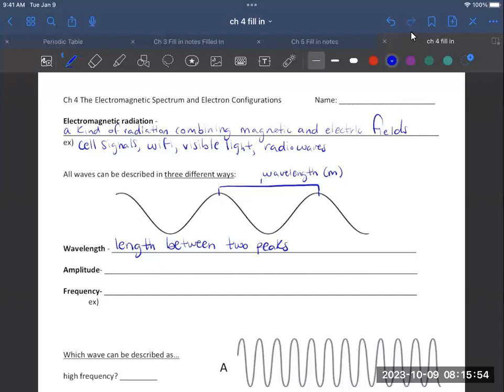Next is amplitude. Amplitude is the height of the wave measured from the middle. So here's the middle of the wave, and it's the height up to the top of the peaks. So this is amplitude. And it is also a distance, as measured in meters. And again, it's the height of a wave.